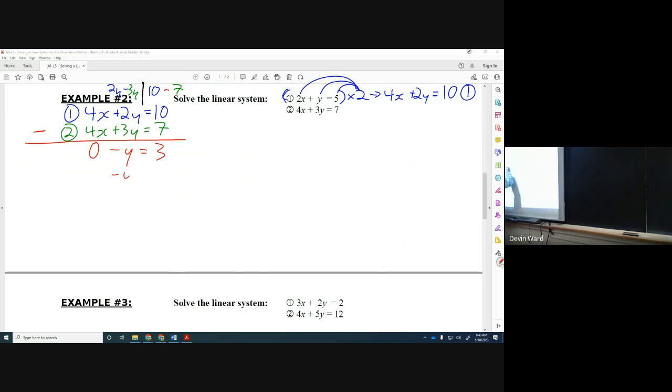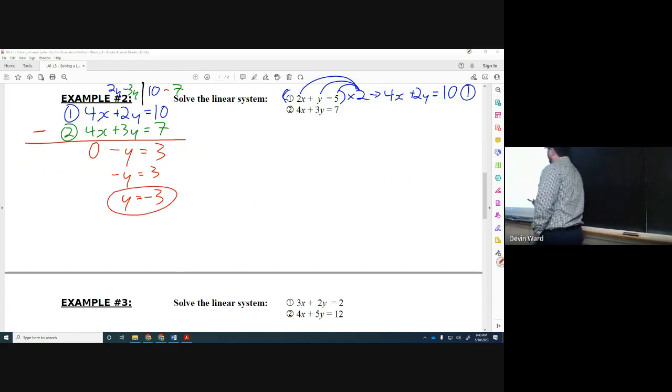Okay, so that just leaves me with negative y equals 3. So then how do I get y all by itself? I want y to be positive. Change the sign, perfect. So the negative just kind of goes over to the 3, so I get y equals negative 3. And now, since we did equation 1 last time, I'm going to sub y into equation 2 this time.